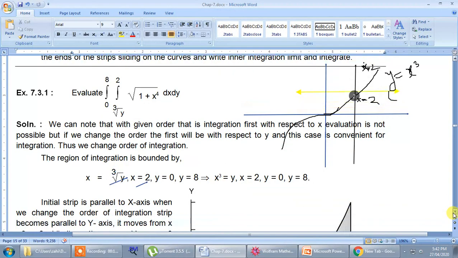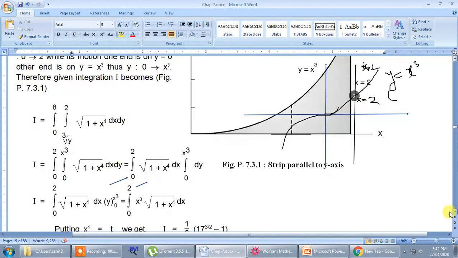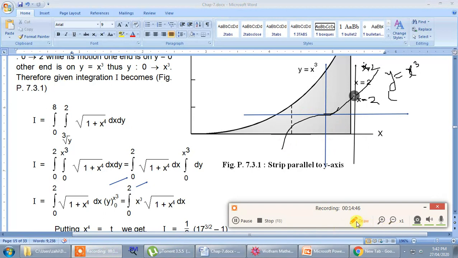Its actual figure is here. Only this part is shown. You can check it out. This is your x axis, y axis. So this part is not shown. Okay, let me clear out all the things and then we will discuss.